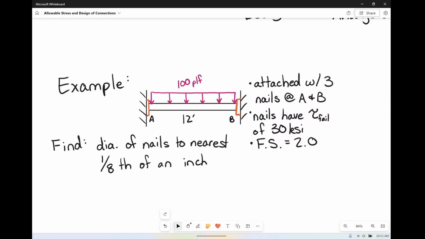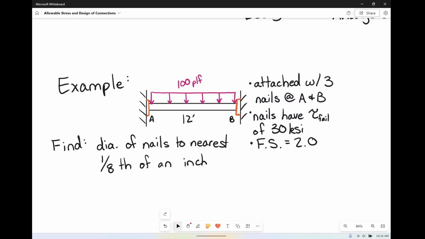What's going on with those little orange blocks is that we are attaching this beam, say it's made out of wood, and we're going to attach 3 nails to it, to a plate, and then that plate is going to be attached to the wall. And that's happening at both ends, A and B. We're going to have 3 nails each, and these nails have a failure shear stress of 30 KSI.